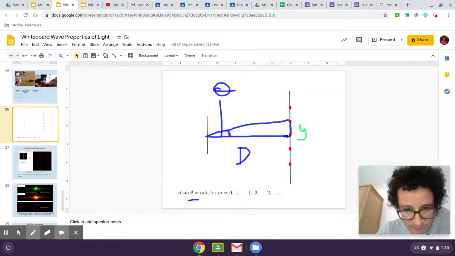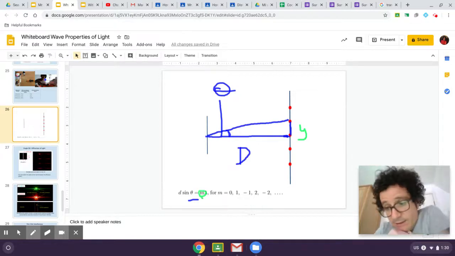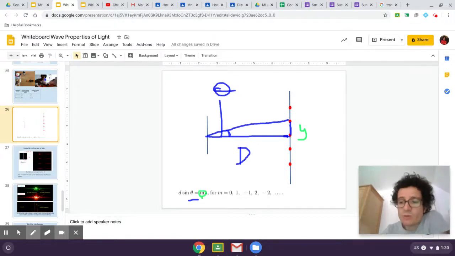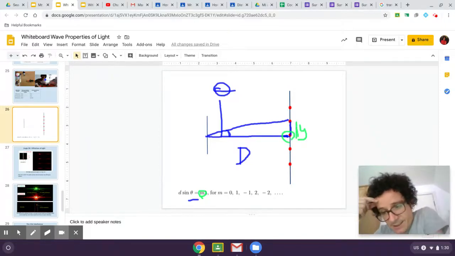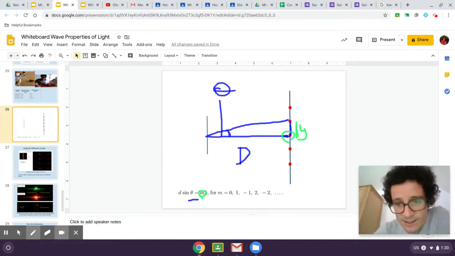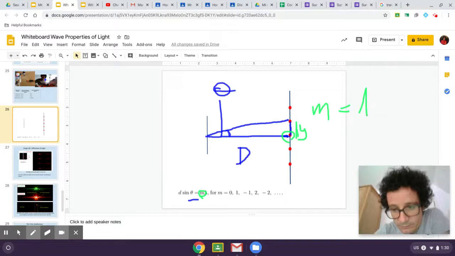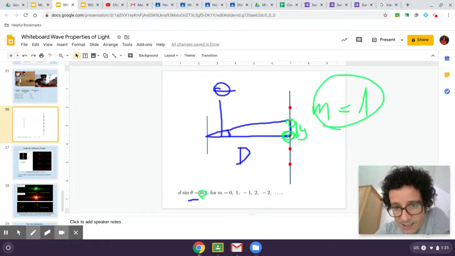And what is m? m is the location of the dot in relation to the one in the center. In this case, here's the dot in the center, and the next dot next to it is one position away. So in this case, m is equal to 1. In the problem, I gave you the distance between the dot in the center and the first one on the left, so in that case, m is 1.